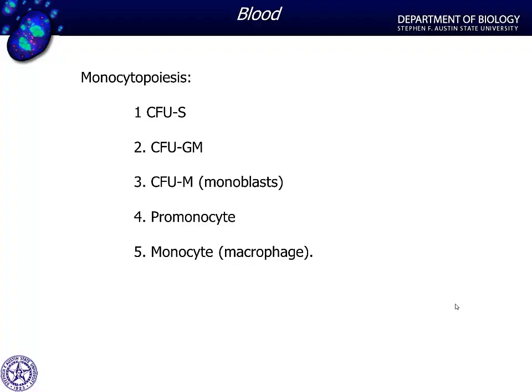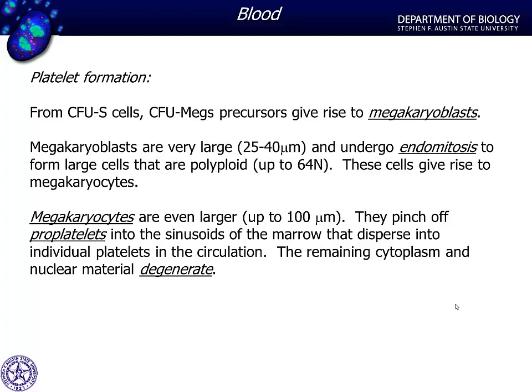Now, monocytopoiesis, this is the lineage for our monocyte macrophage family. We have our colony-forming unit spleen, one of our multipotential stem cells. We have the granulocyte monocyte lineage, and that's going to split into just the monoblast lineage. So here we have these precursors, these progenitor cells, before we get into the promonocyte and the monocyte. Again, we're not going to be identifying these in the marrow. We're going to be looking for the monocyte versus the macrophage in tissues and in our peripheral blood.